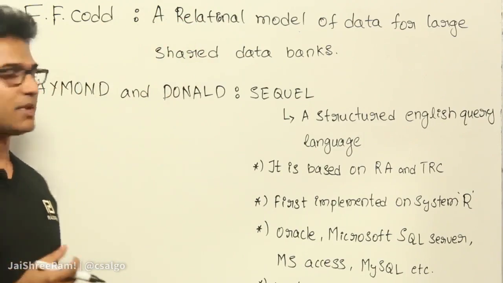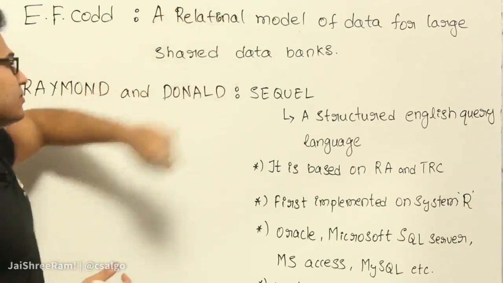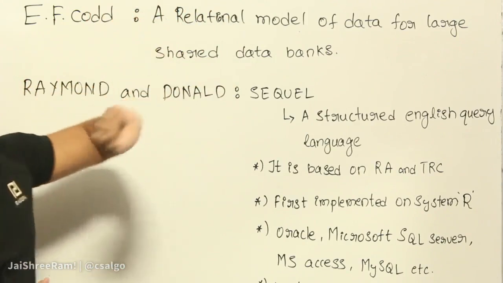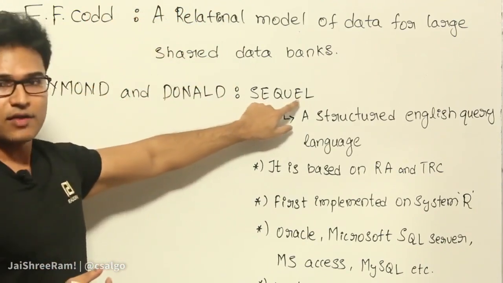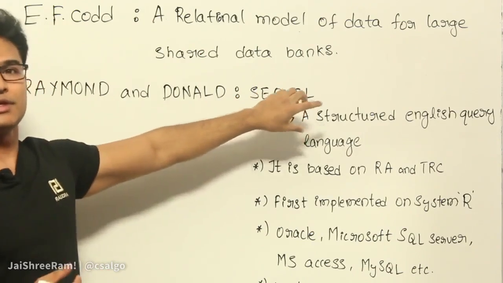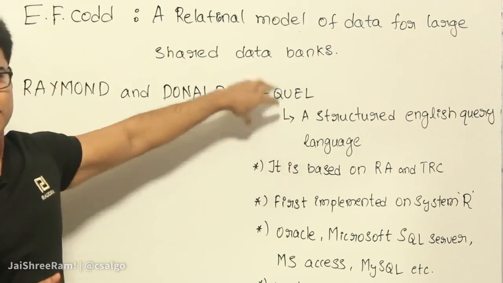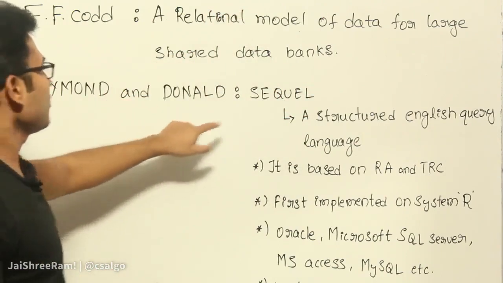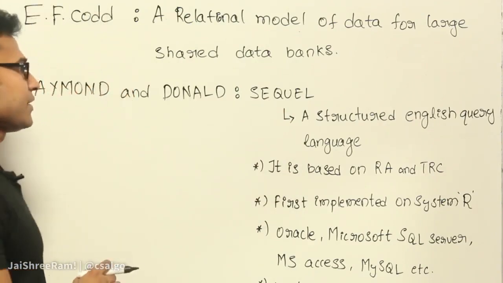So at the same time, while he was proposing this model, these two people, Raymond and Donald, who were his colleagues working at IBM, proposed a language called SQL. Now this language SQL talks about how to access the data if the data is present in the form of tables or relations, right? And the full form of SQL is Structured English Query Language.